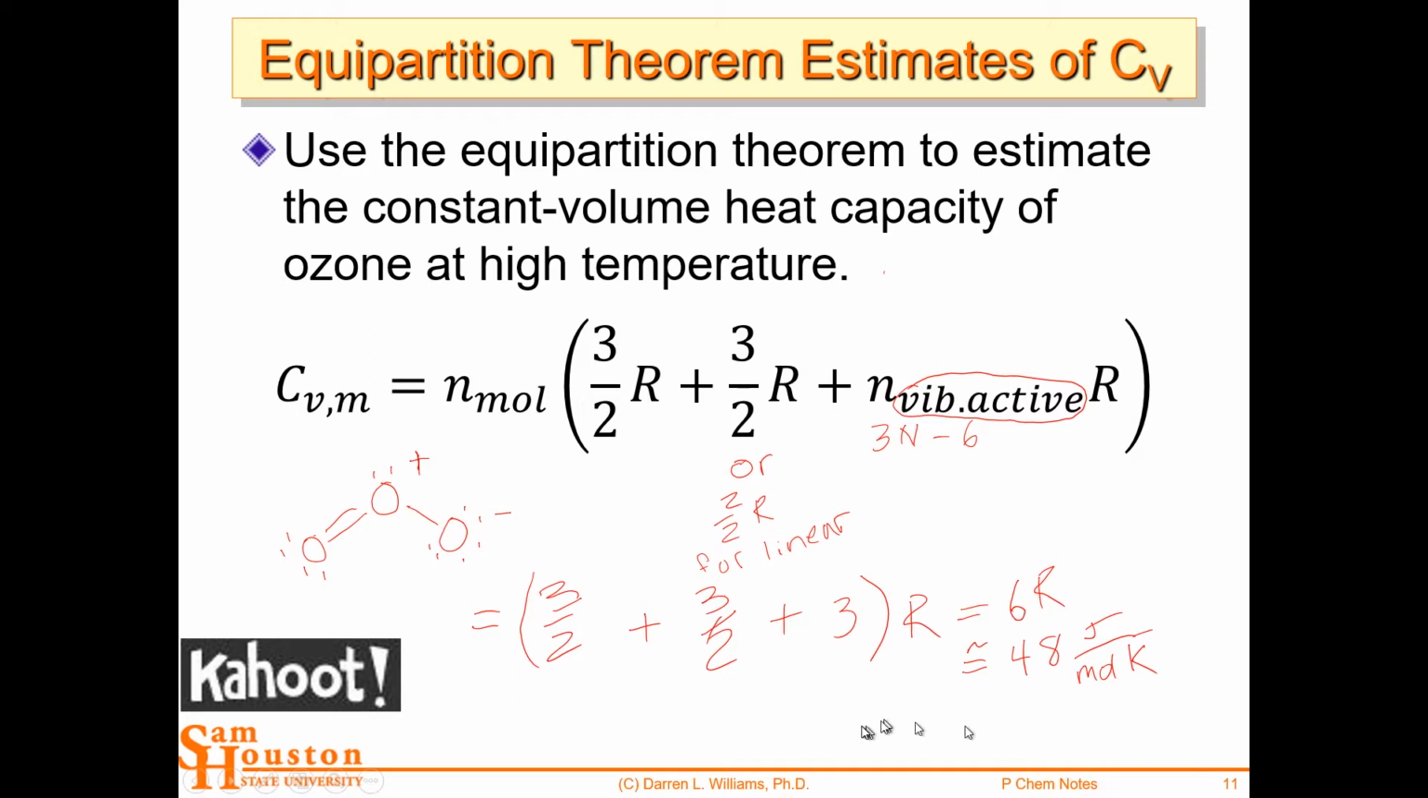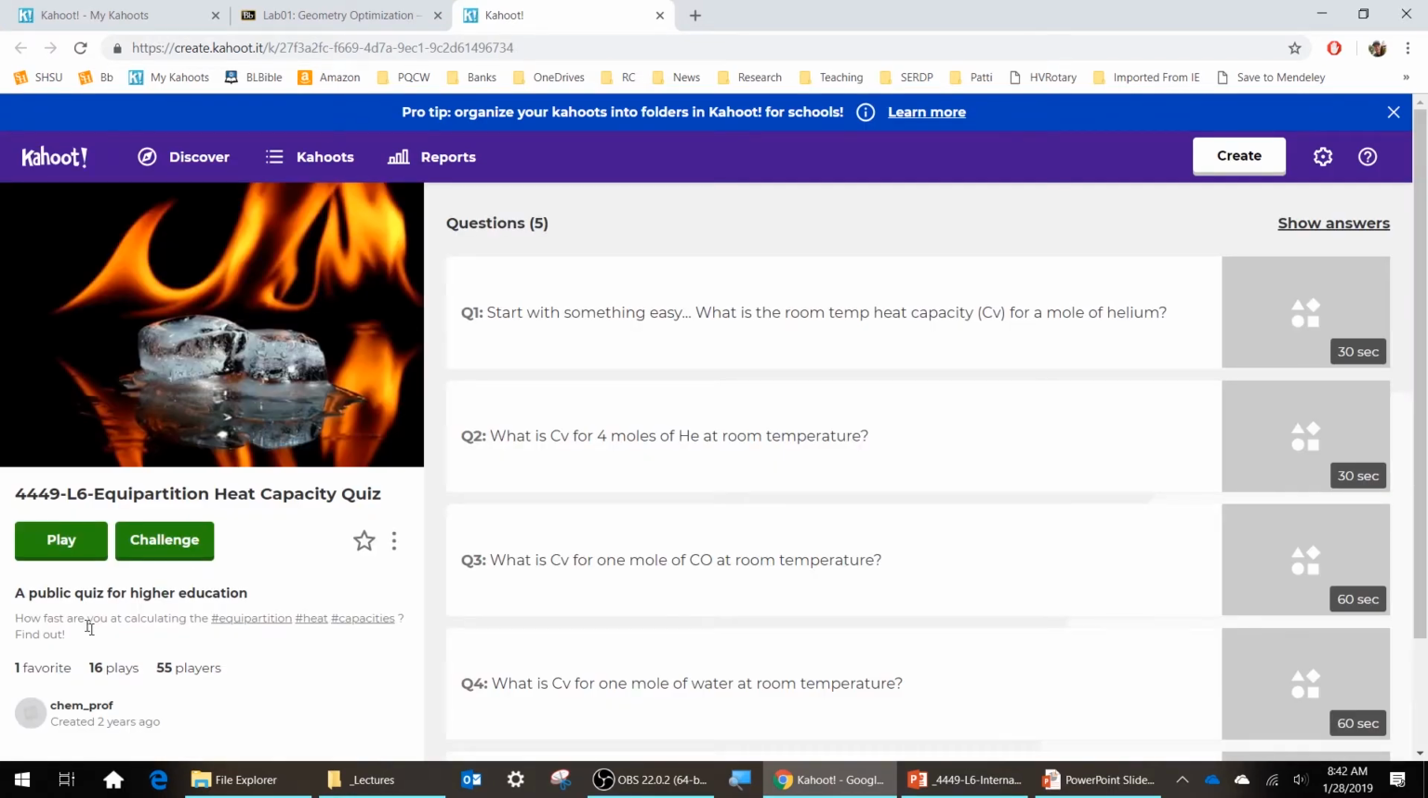Okay. All right, so let's take a Kahoot where we're going to work on a bunch of these. You have to be really quick with them. We'll just leave all the answers in terms of units of R. So you're really adding up 2 halves and 1 half and 3 halves and all these different halves.